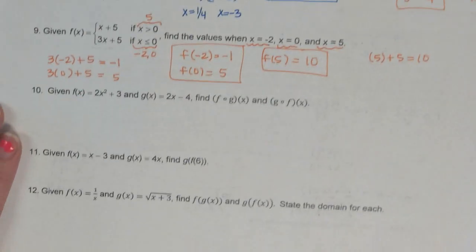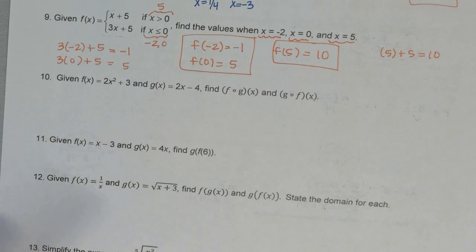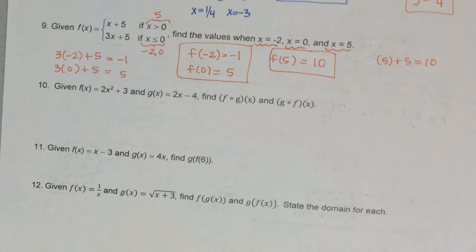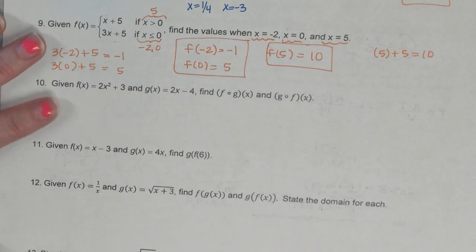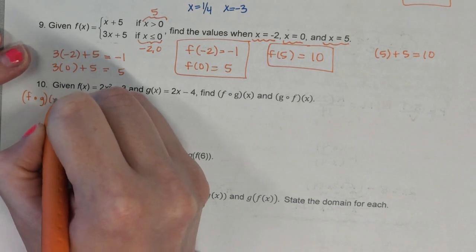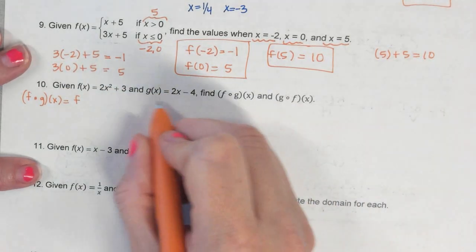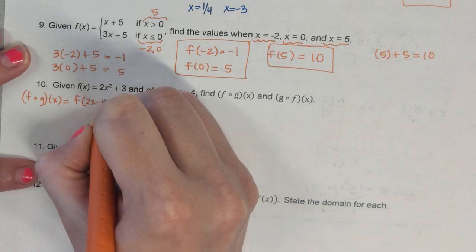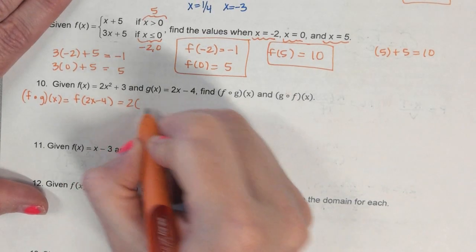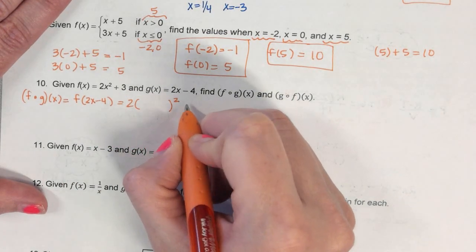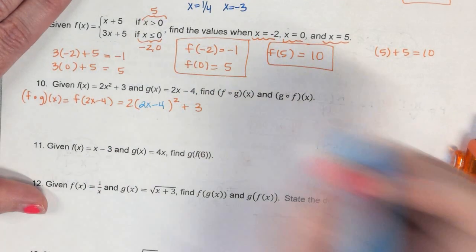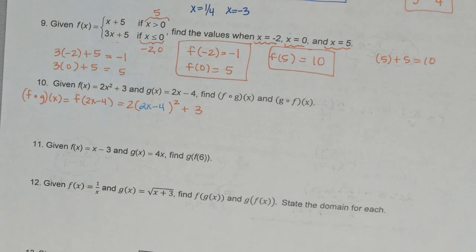Okay, so also in chapter 6 and 6.5, we did what's called the composition of functions. So this is f of g of x. That means you plug g of x into f of x. So if you're doing f of g of x, you are doing f of this function. So we're going to plug 2x minus 4 into this equation. So 2x squared plus 3, and then this is where you plug in the other equation. Now you do have to follow your order of operations.